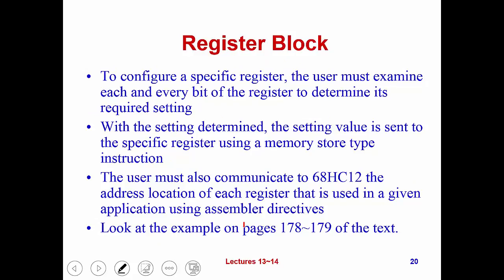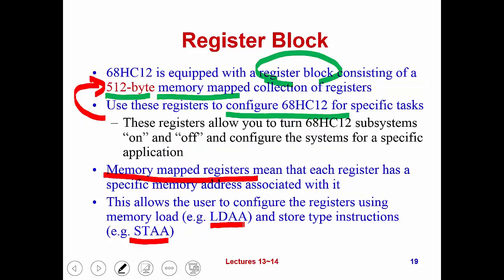So here I show you. In general, we can turn on or turn off particular hardware subsystems. That's easy. We make the power on or power off bit of the corresponding register to be either 1 or 0. If it's 1, then we turn on. If it's 0, we turn off.